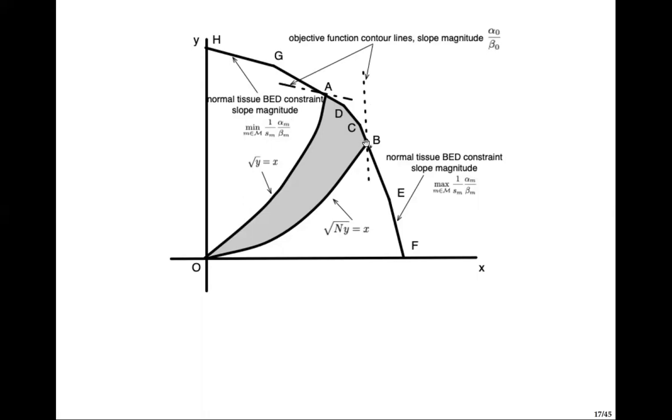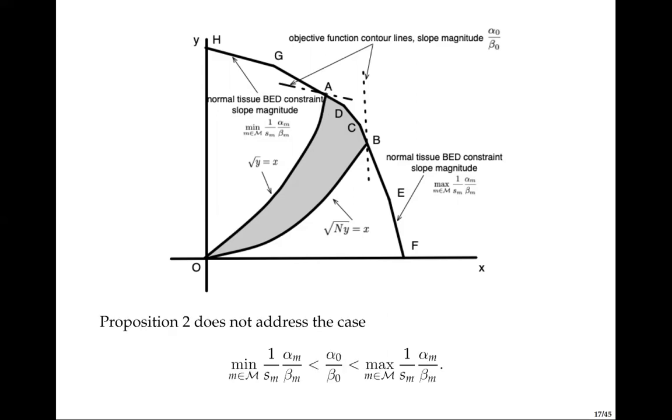And remember, this is an equal dosage optimal solution, whereas this one is a single dosage optimal solution. So this is the geometric insight, if you will, or pictorial insight behind that proposition that I showed you on the earlier page.